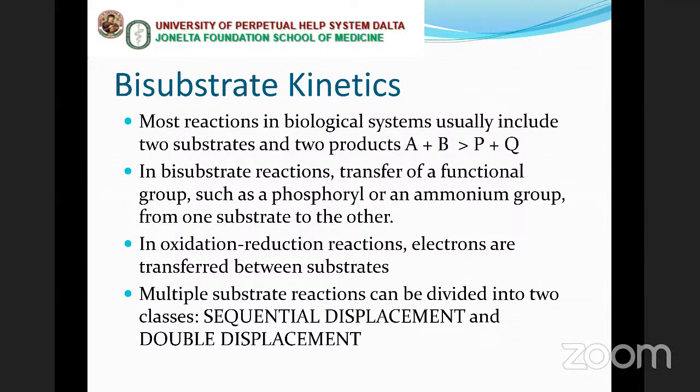And in these reactions, the transfer of your functional group, your ammonium group, your phospho group, from one substrate to the other would occur. For example, in oxidation reduction reactions, electrons would be the one transferred between substrates. And there are multiple substrate reactions, and they are divided into two classes. First one is sequential. Second is double displacement.